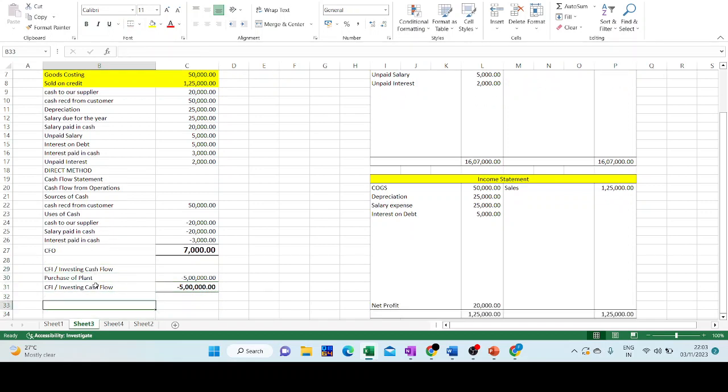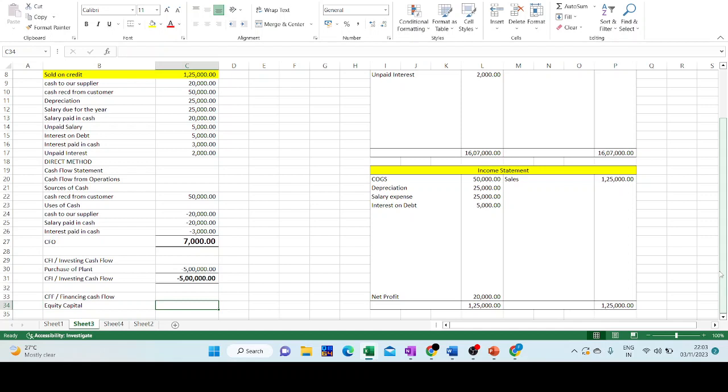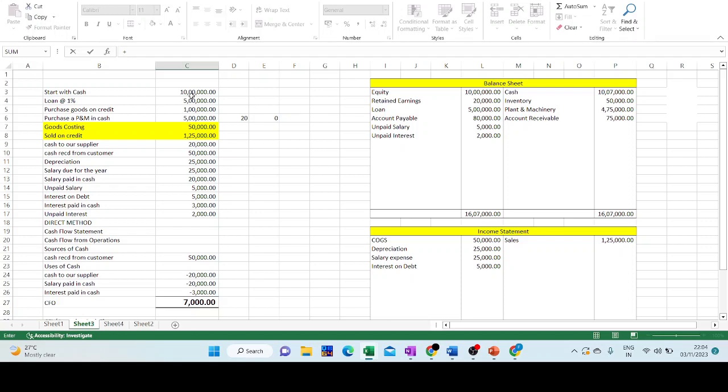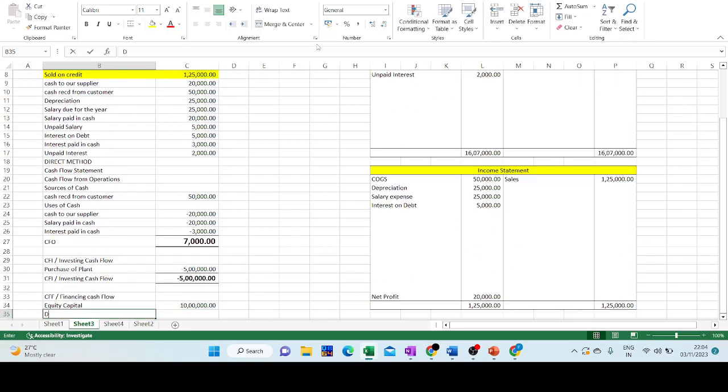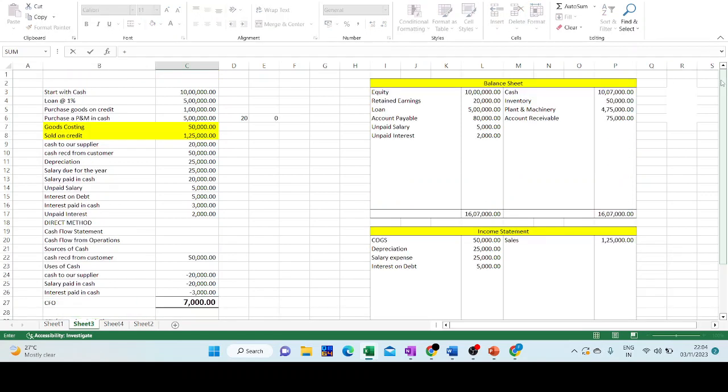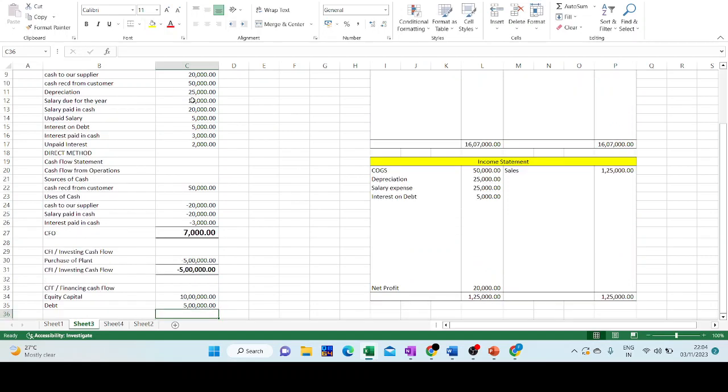Last but not the least, CFF or financing cash flow. Okay, guys, what would be my financing cash flow? Interest on loan. Guys, my equity capital increased by 10 lakhs, right? When I had started the business, all balances were zero, right? So my equity capital increased by 10 lakhs, because I brought in 10 lakh into the business, and my debt also increased by how much? 5 lakhs, right?